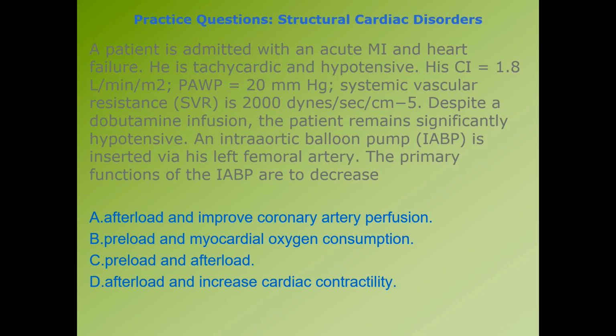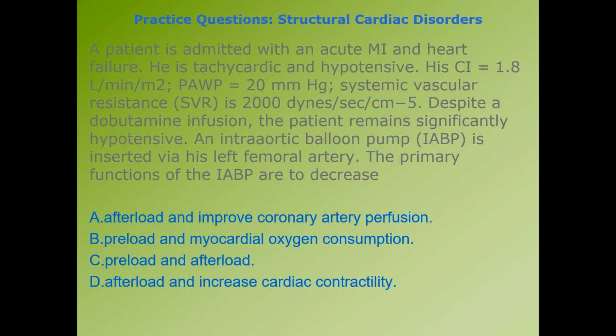A patient is admitted with an acute MI and heart failure. He's tachycardic, hypertensive. There are your hemodynamic values. The patient is given a dobutamine infusion, but they remain significantly hypotensive. The physician has decided that an intra-aortic balloon pump is to be inserted, and it goes in through the femoral artery. So what's the primary function of the intra-aortic balloon?